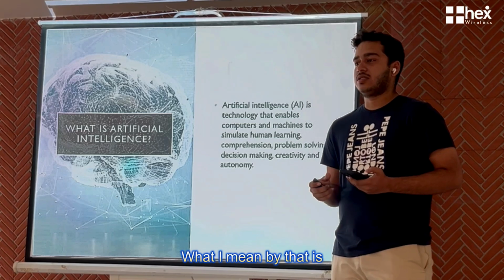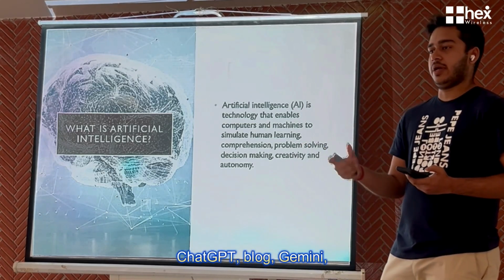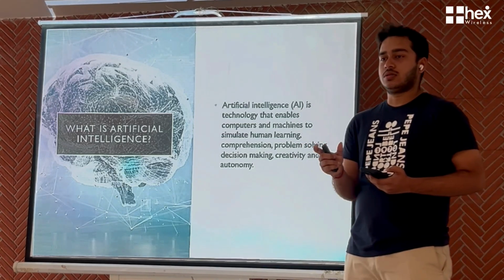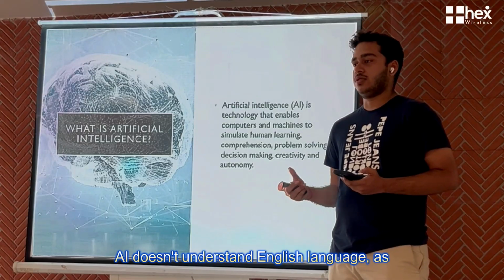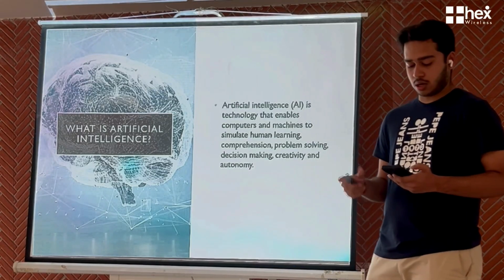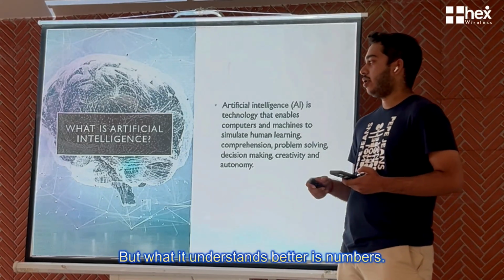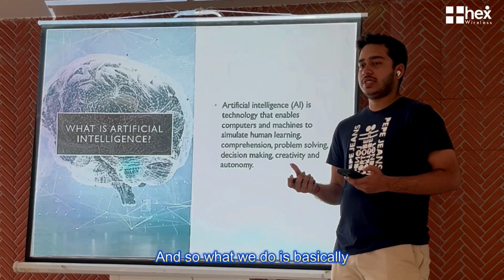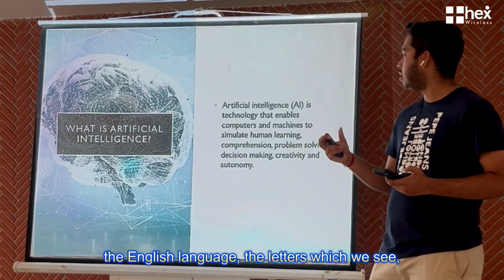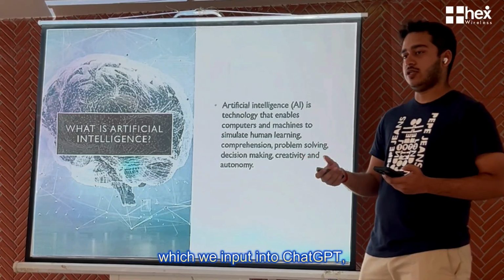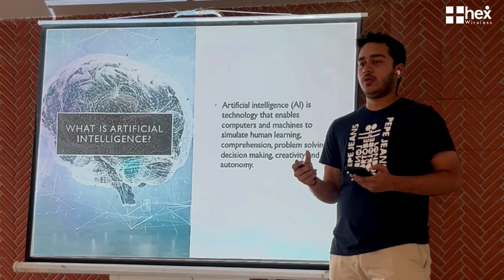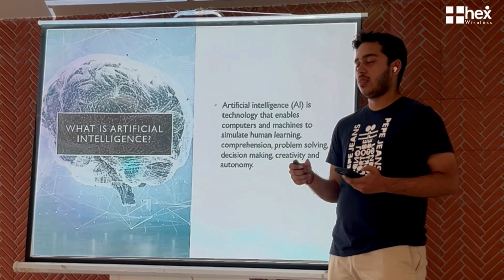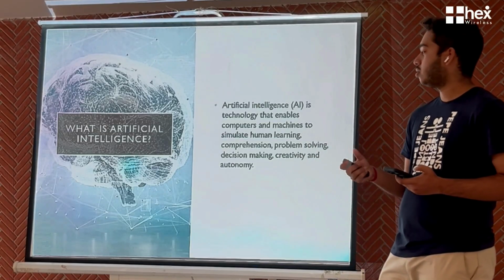What I mean by that is ChatGPT, Grok, Gemini. All these words, AI doesn't understand the English language, as we know, which is a very logical interpretation. But what it understands better is numbers. So the letters which we input into ChatGPT are converted into vectors. Vectors are basically a set of numbers.